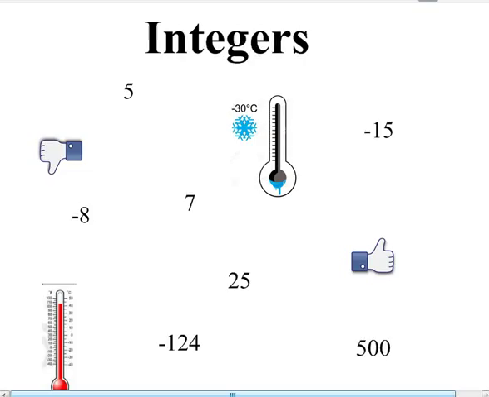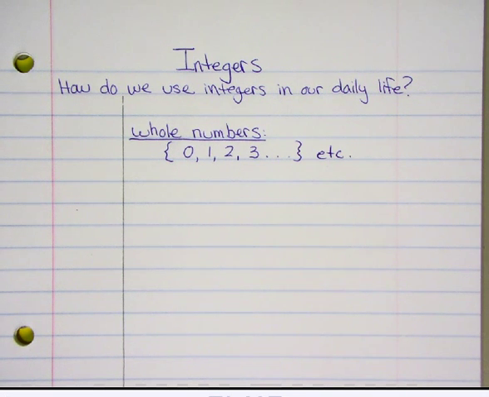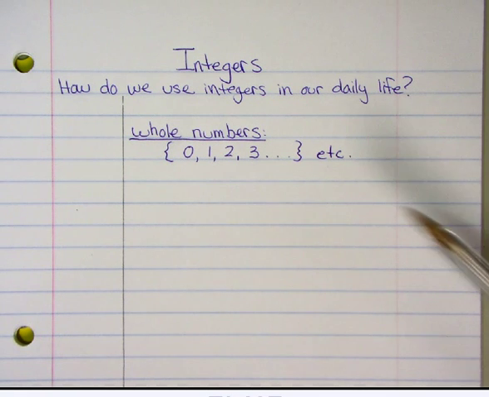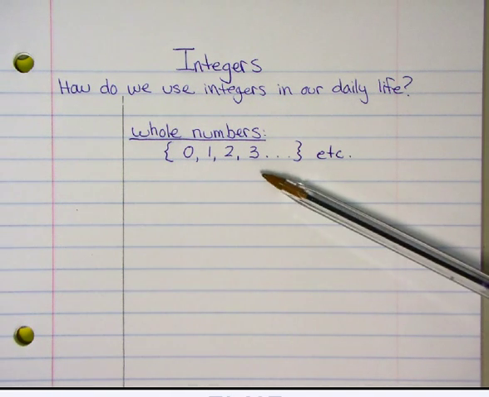Integers. We want to explore today what integers are and get a better understanding before we start using operations on integers. Okay. So, the question is, how do we use integers in our daily life? Well, in order to understand integers, we must understand whole numbers. And whole numbers here would be examples of 0, 1, 2, and 3.